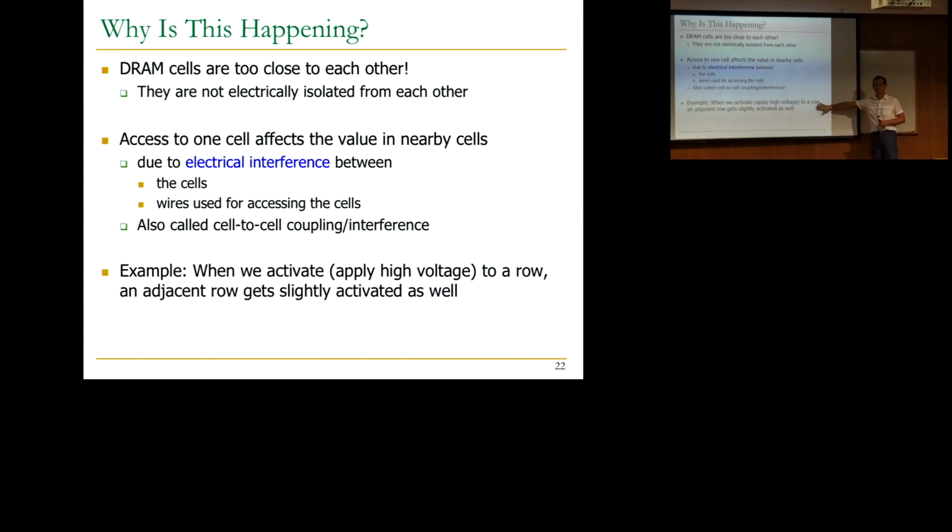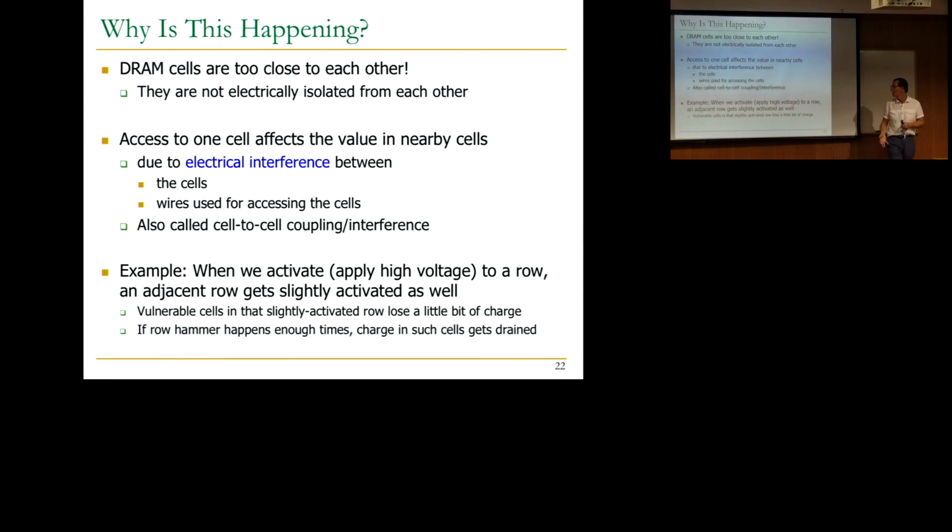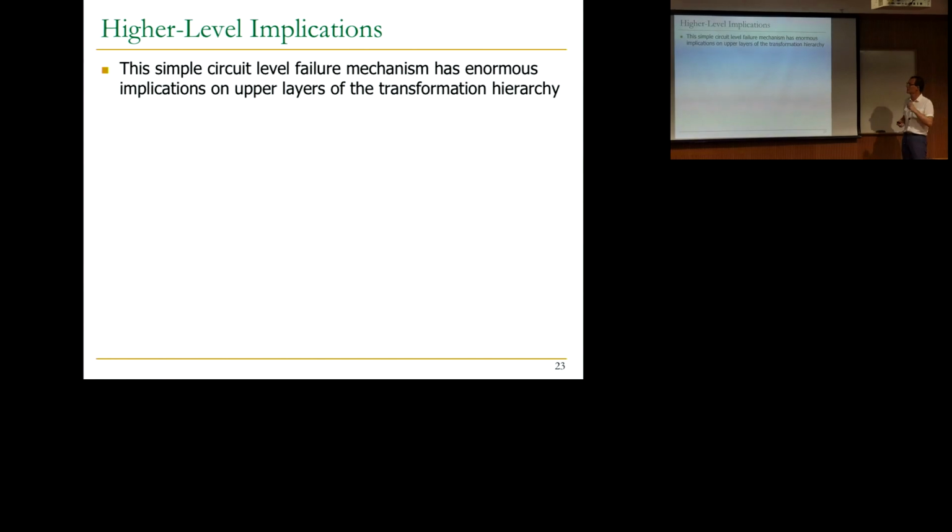So one example mechanism for the failure is when we activate, applying high voltage to a row, an adjacent row gets slightly activated as well, and vulnerable cells in the slightly activated row lose a little bit of charge. And if you do it enough times before the cells get refreshed, charge in such cells gets drained. If you increase the refresh rate, this vulnerability reduces, because even though you're depleting charge little by little, if you frequently refresh, you refresh the cells, right? But that's not good, because refresh is not good in general, right? You don't want to increase the refresh rate that much. So one solution is going to be refreshing more.